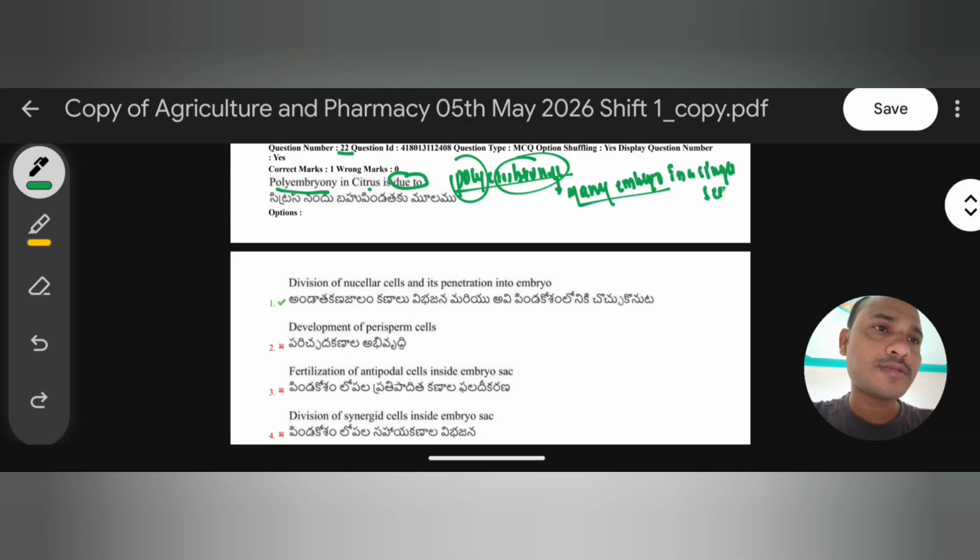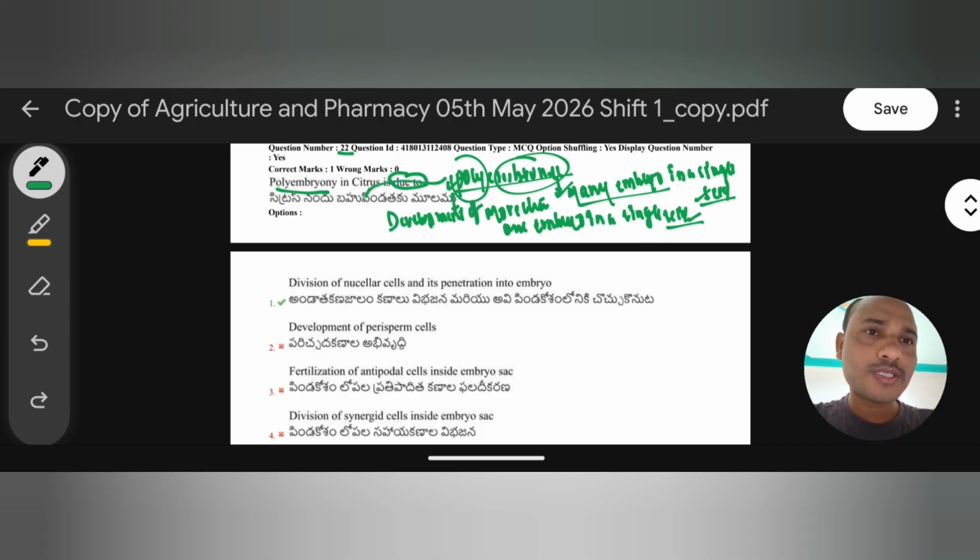Generally a single seed has only one embryo. But in the polyembryonic condition, there are many embryos in a single seed. Such a situation is called polyembryony. So we can define it in simple terms: development of more than one embryo in a single seed is called polyembryony.